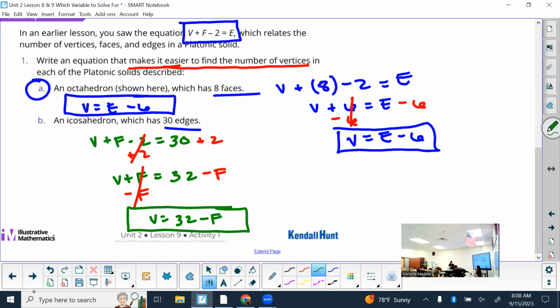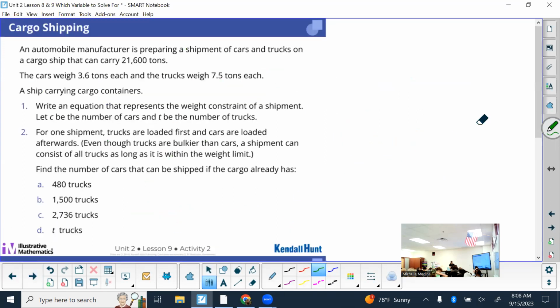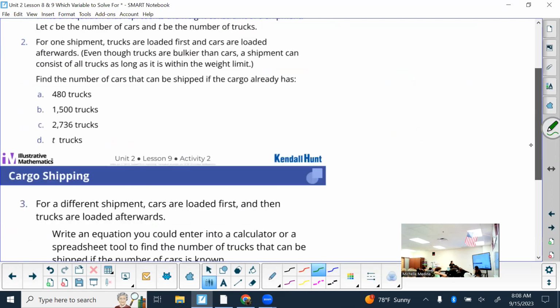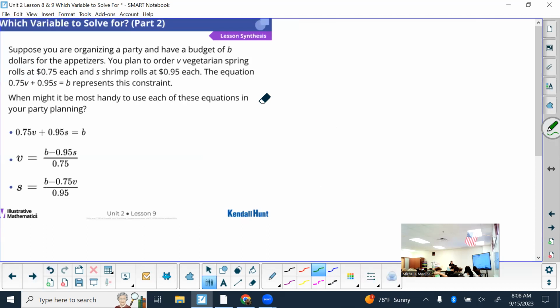For time purposes, I'm going to skip down to the last one, where it says less than 10%. Or maybe it doesn't on your paper, I don't know. But over here: Suppose you are organizing a party and have a budget of $B for the appetizers. You plan to order V vegetarian spring rolls at 0.75 each and S shrimp rolls at 0.95 each. The equation shown there represents this constraint. When might it be most handy to use each of these equations in your party plan?